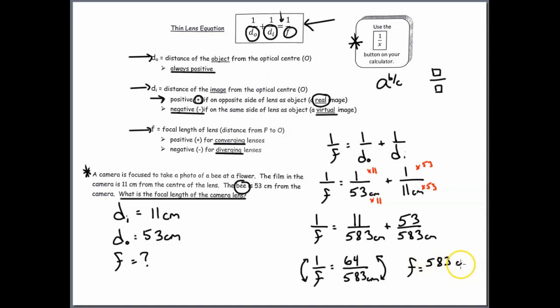Now our centimeters are up here, divided by 64. When we pull out our calculator, we get 9.1 centimeters. So there is our focal length. Was that a lot? I get it if it was. Let's try some more examples.